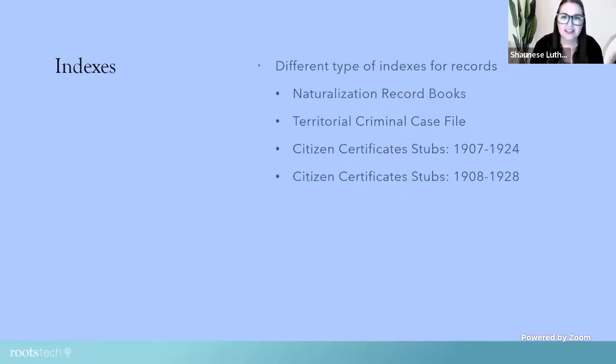Then you have the indexes. You have different types of index for records when you're working in court records. So you have the naturalization record books, the territorial criminal case file books, the citizen certificate stubs, and those are the two years, 1907 to 1924 and 1908 to 1928. So you can look at those. And I believe I'm sure they're online.